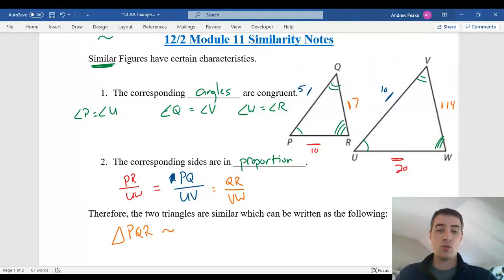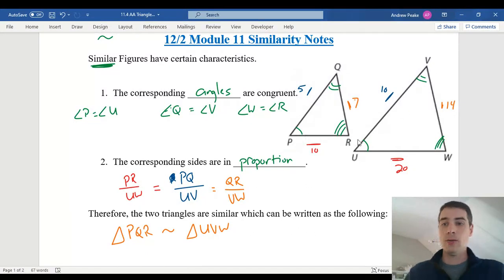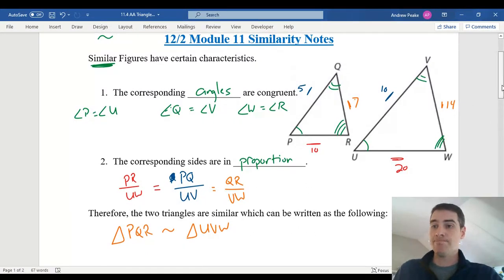Now, if these two triangles are similar, how we write this out, we'd say triangle PQR is similar, right? It's just that little squiggly line, to triangle UVW. Let's make sure we do it in order here. So PQ would go with UV. So it does matter what order you go with based on the angles. You have to make sure those match up.